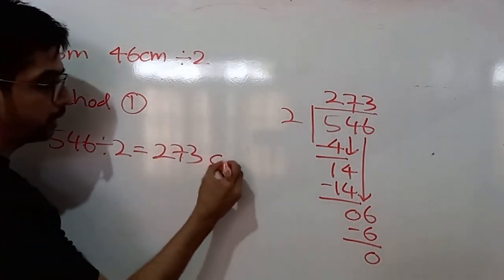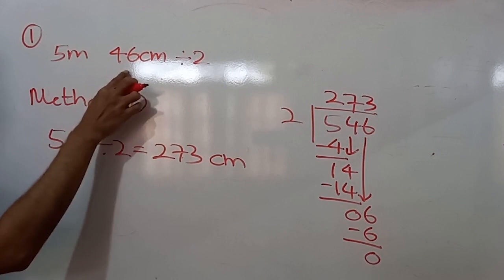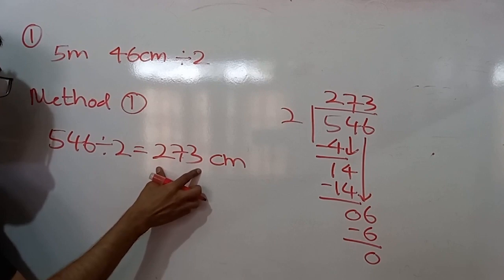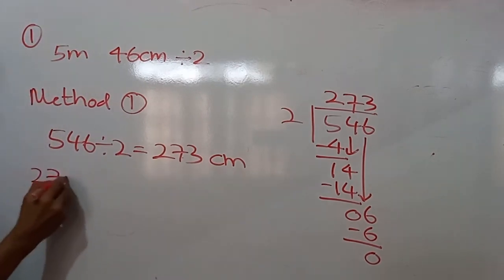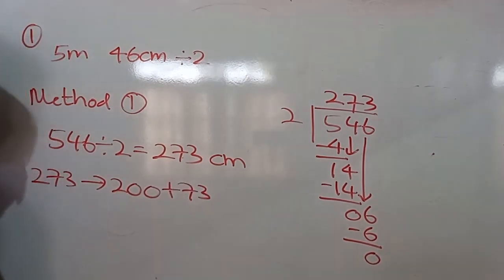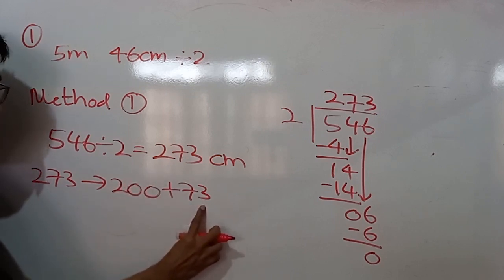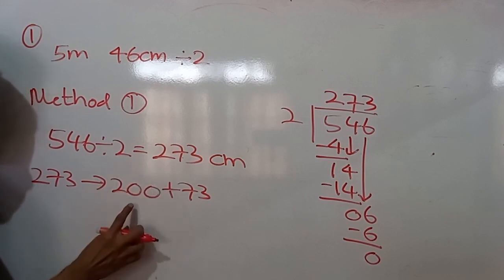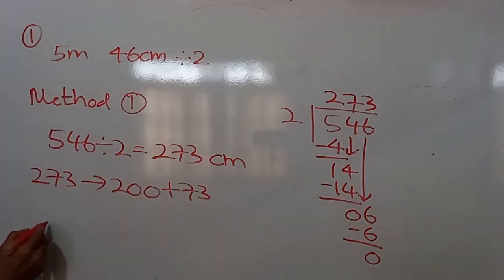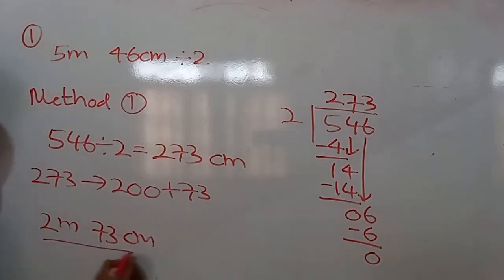273, but that is in centimeters. Now the given length is given to us in what? Meters and centimeters, right? So we will write this in meters and centimeters as well. We can break 273 into 200 and 73. This is centimeters and this is also centimeters. But you know 200 centimeters, when we convert that into meters, becomes 2 meters. So the answer will be 2 meters and 73 centimeters. So this will be the answer.